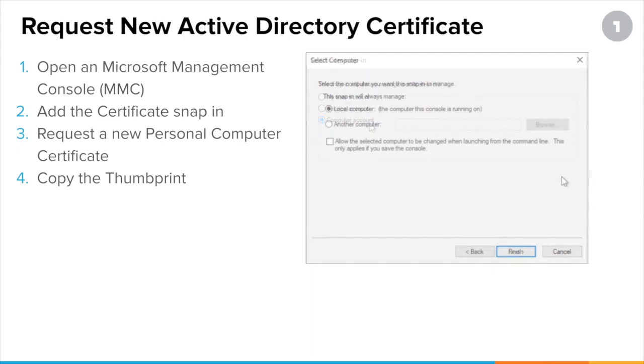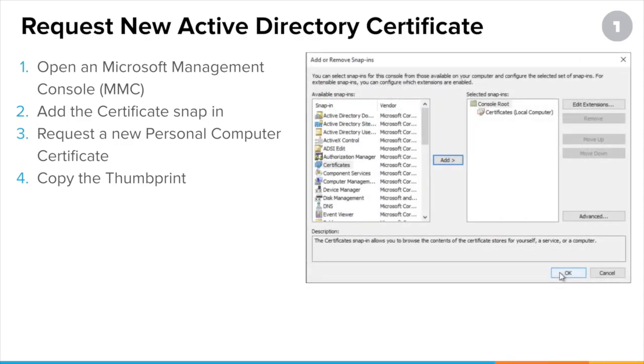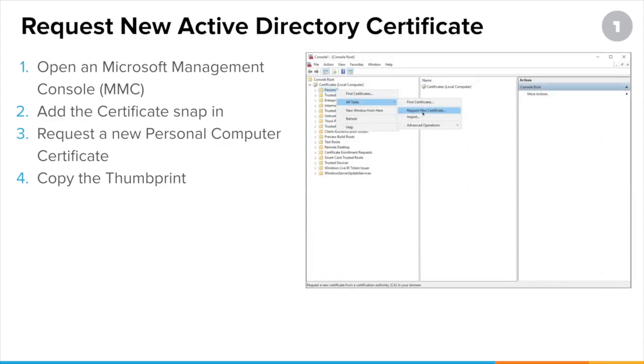Click Next. Local computer is the default, so finish. And you should see certificates listed over on the left-hand side. Click OK. Now we are in the certificates MMC. Now, again, certificates applying to the local computer. So personal is the container we want to select.